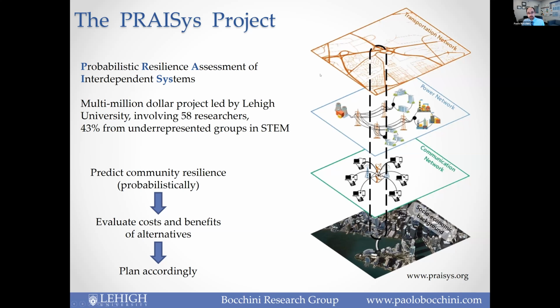It involved 58 researchers. It was a major operation, and the general spirit was to try to predict community resilience, evaluate costs and benefits of different alternatives, and plan accordingly, focusing on the transportation network, power network, and communication network. The project was completed after 5 years last October, but obviously we're continuing to work basically in the same spirit and the same areas.